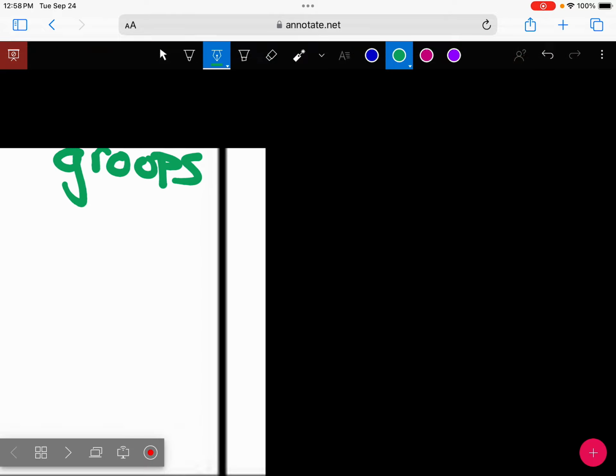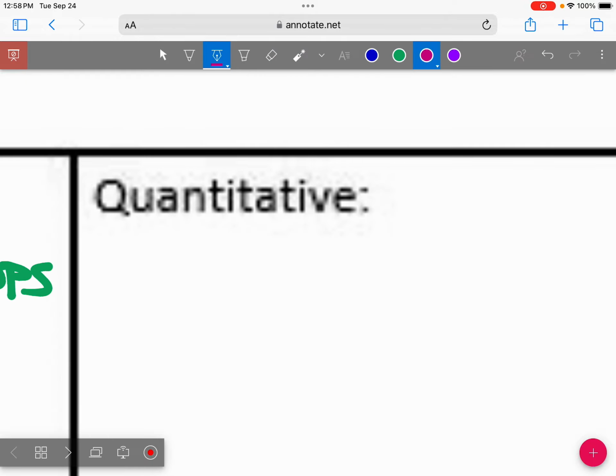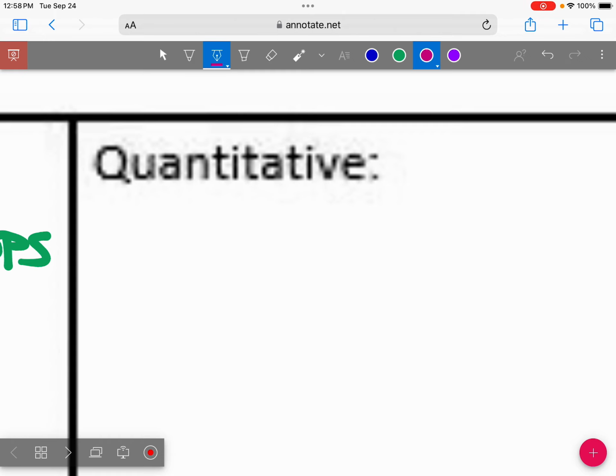Because quantitative is a little bit different than categorical. Quantitative versus categorical. You know what I'm thinking. I know.